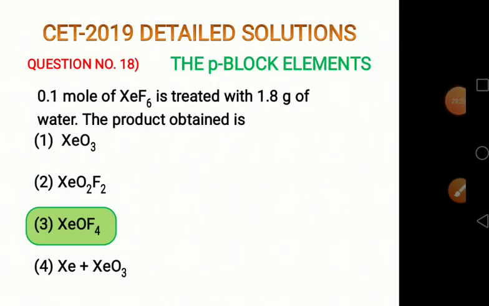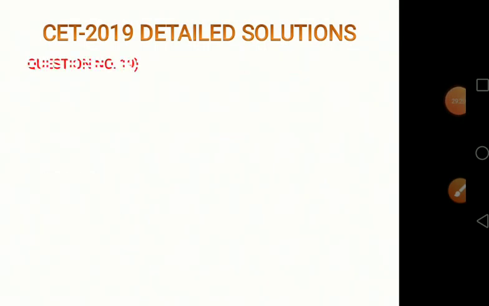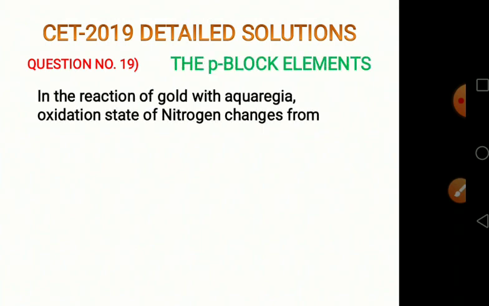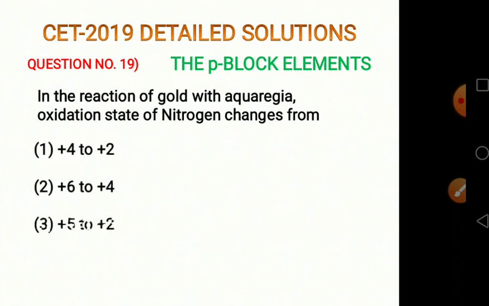Now question number 19. This is also from P block element. Very simple. In the reaction of gold with aqua regia, oxidation state of nitrogen changes from +4 to +2, +6 to +4, +5 to +2 and +3 to +1.